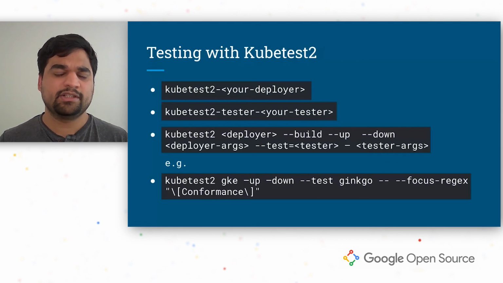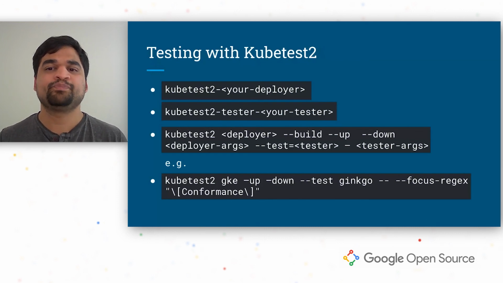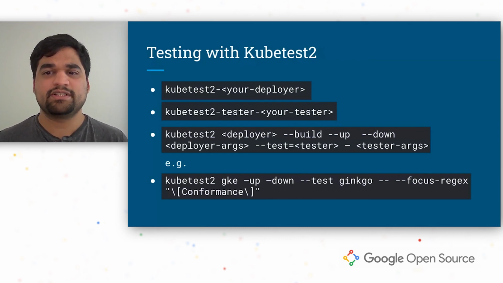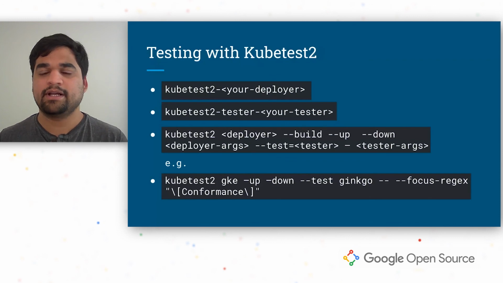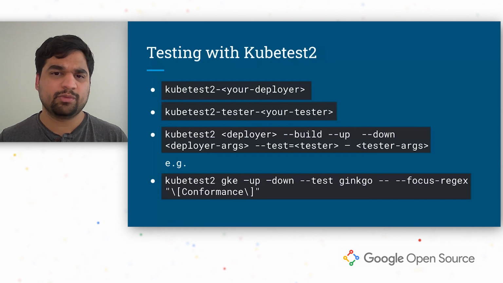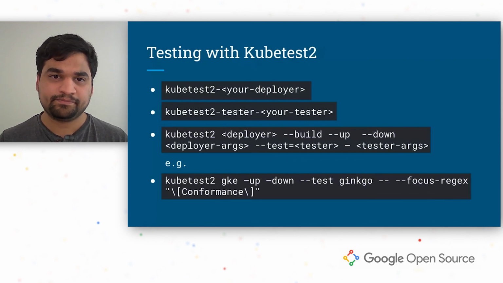And the actual command line invocation looks something similar to kubetest2 your-deployer-name --build --up --down, specifying the phases of the test that we want to run, followed by any additional deployer args that you want. In addition, you also specify --test, the tester that you want to include, followed by any of the tester arguments that you want to provide. And here we have a quick example of how we run upstream CNCF Kubernetes conformance tests against a GKE cluster.